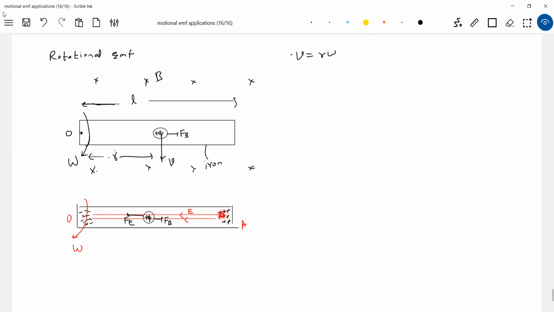And the amount of charge built up on the ends will remain constant. So then a constant potential difference is set up here. Then at equilibrium, Fe equal to Fb. So this Fe should be equal to qE, and this should be equal to qVB. q gets cancelled. So E equal to, what is V? V is r omega, into B. What is E? E is equal to dE by dr.